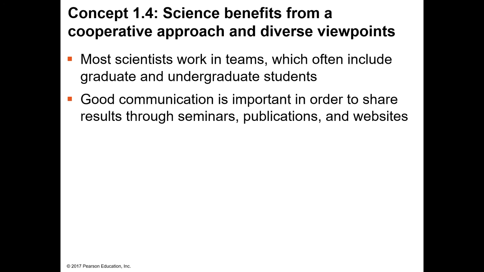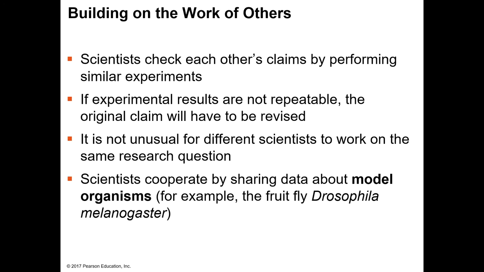Most scientists work in teams, which often include graduate and undergraduate students. Good communication is important in order to share results through seminars, publications, and websites. When you conduct research, you want to make that information available to other people so that they can use your science in their experimentation, or use your data to support their theories as well. Scientists check each other's claims by performing the experiments over and over again. If experimental results are not repeatable, the original claim will have to be changed.